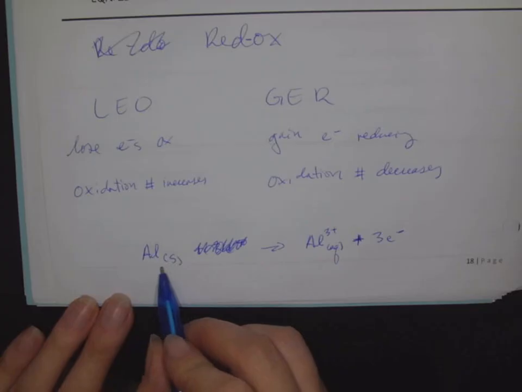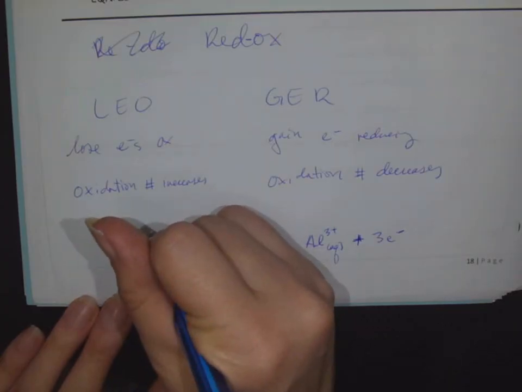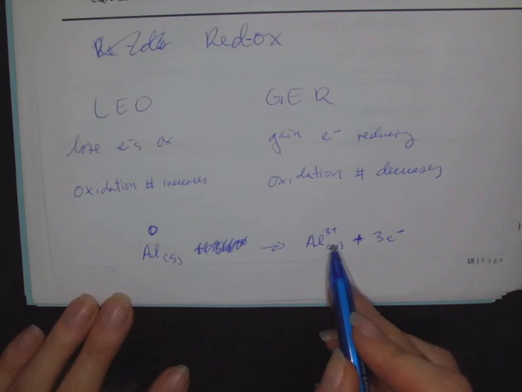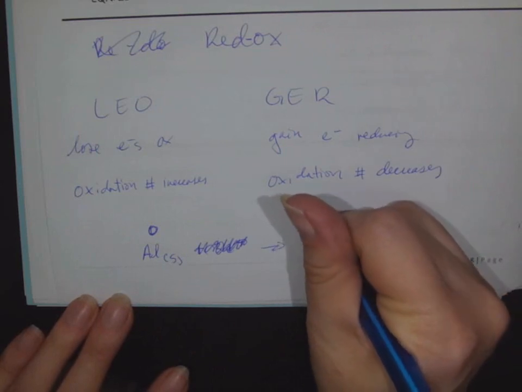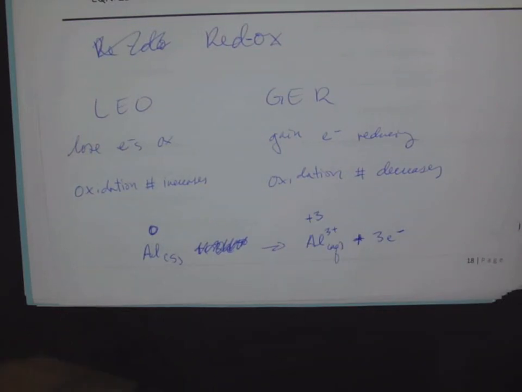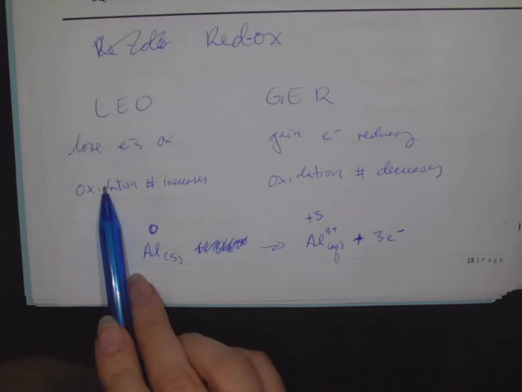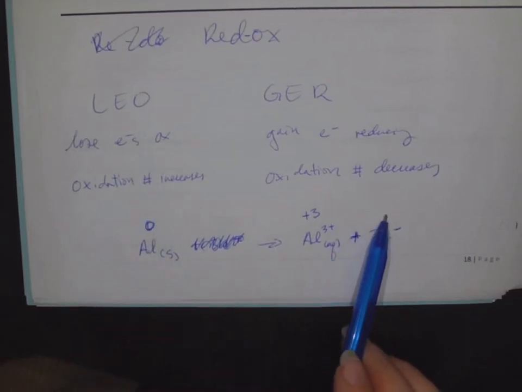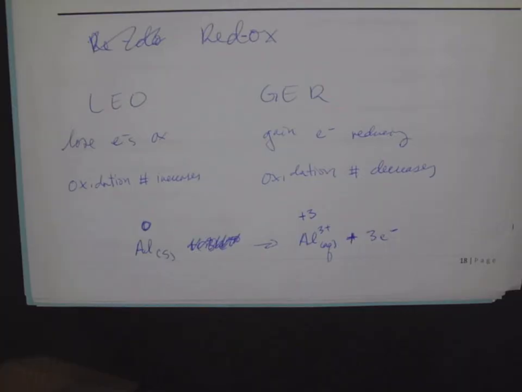When something is in its pure elemental form, it has an oxidation number of 0. And if something is an ion, then its charge is the oxidation number. So we just went from 0 to a +3. The oxidation number increased, and it did this by losing electrons. So this is an example of an oxidation half reaction.